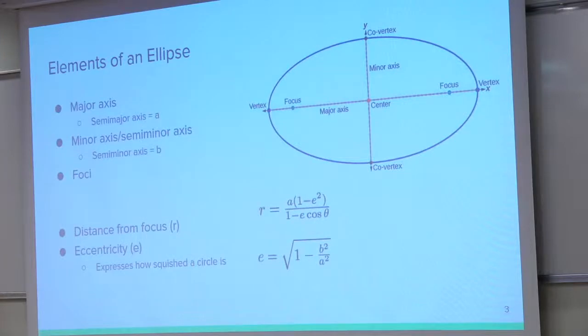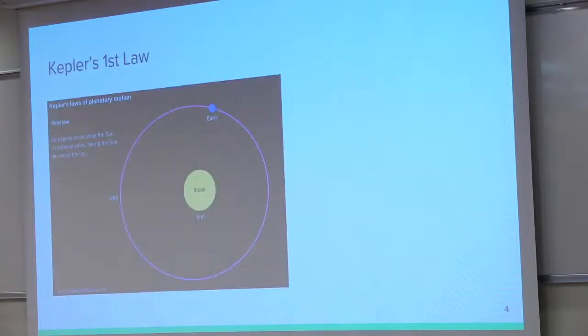And there are the elements of the ellipse: the major axis, the minor axis, and then the semi-major and semi-minor axes, which are just half of those. There are the foci at each end. The distance from the focus can be expressed with this equation, and then the eccentricity is a descriptor of how much it is not a circle, essentially, which can be expressed as the square root of 1 minus the semi-minor axis over the semi-major axis, also square root. And then, did we get to Kepler's first law?